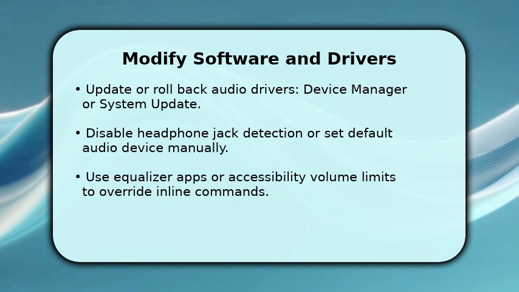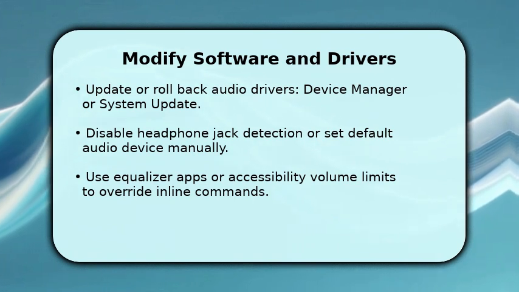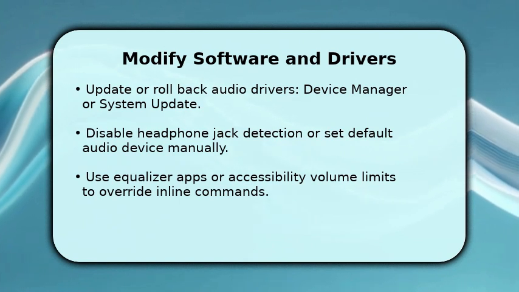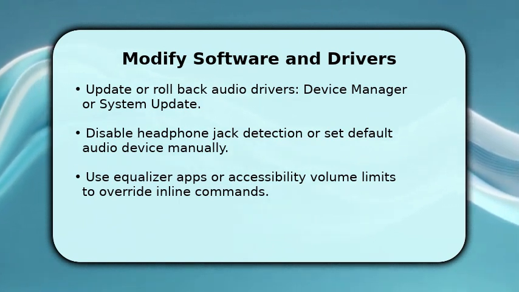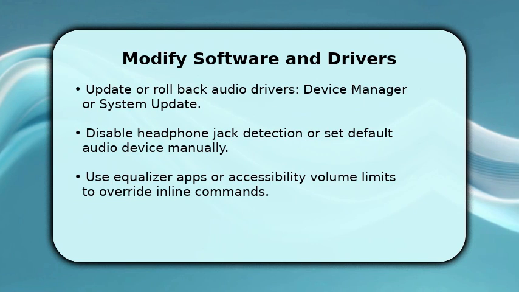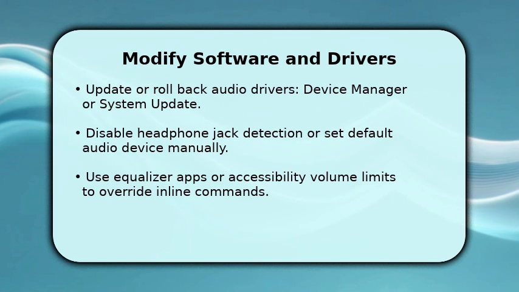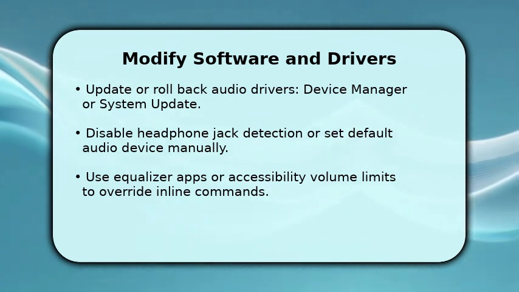On Windows, open Device Manager and update or roll back the audio driver. Set your headphones as the default communications device only if you want limited control. On Android, check sound access permissions for apps and disable those with control. On iOS, use Accessibility, then Audio/Visual, to set a volume limit.